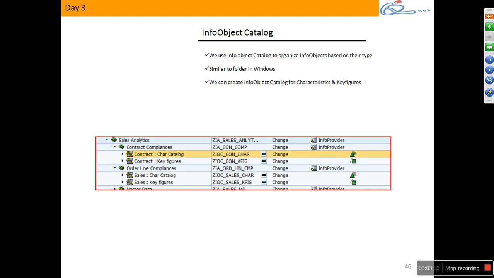So an InfoObject catalog is again like a folder inside an InfoArea, which will be used to organize the objects based on their type. All characteristic InfoObjects we put in one catalog, and all key figure InfoObjects in another catalog. That is what it is, nothing else. Look at this here. This is like the InfoArea for me, and here our characteristic catalog, and what is this here? Key figure. Under this characteristic catalog, I'll have all characteristics. Under the key figure catalog, I'll have what? All key figures in it.